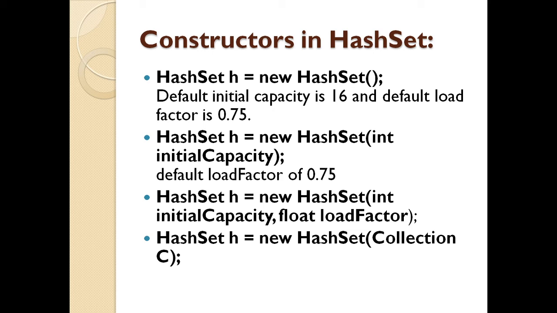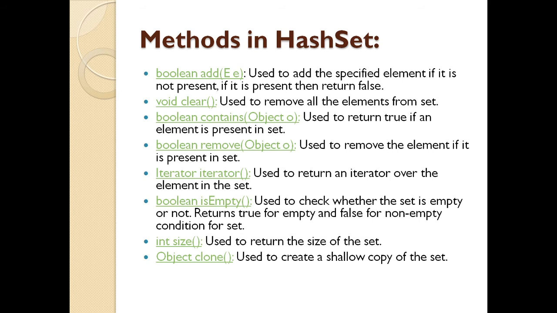Now we can see what methods can be applied on a hash set. To add an element in a hash set, we have the method boolean add. It is used to add the element if it is not present; if it is present, then it returns false. Void clear removes all the elements from the set. Boolean contains is used to return whether an element is present in the set. Boolean remove will remove the object which is passed as a parameter.